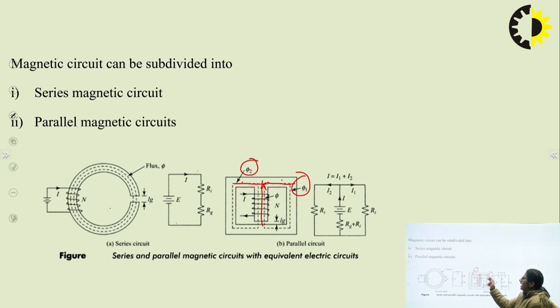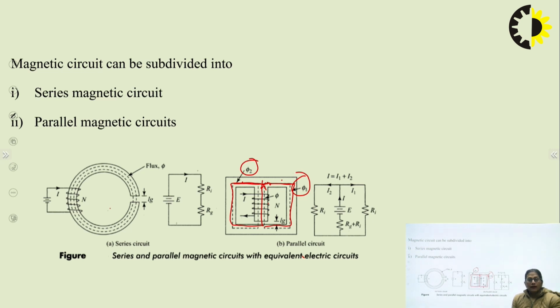Depending upon the active length, the cross-section area, and obviously the reluctance, these properties decide the reluctance of this path and this path. If all the properties are the same, the length, the permeability, the area, then this flux would be divided equally. But if these parameters are different, the length or the area or the permeability, a different material whose permeability is different, then definitely I'll be having a variation in the fluxes. But it will be divided into two, phi 1 and phi 2.